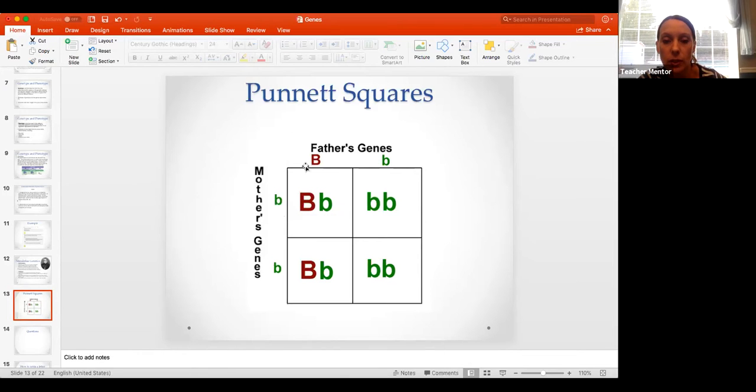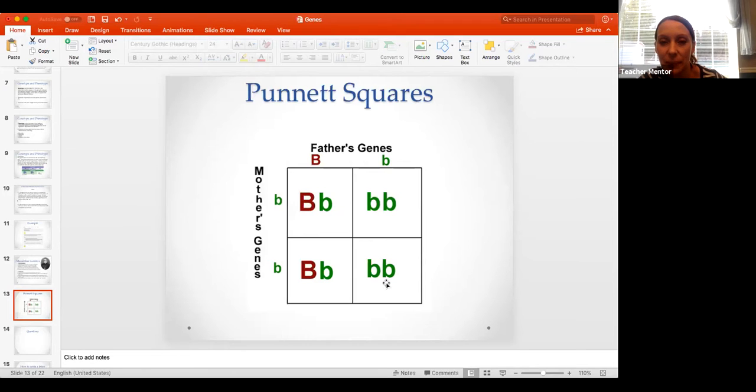Then what we do is we factor in. We kind of multiply them together. So we take this capital B, this lowercase b, this lowercase b and this lowercase b. We just factor in. What this tells us is, based off of this combination of the father's and the mother's genotype, if they were to have 4 offspring, this is what the probability would be. Let's say we're looking at eye color again. Most likely they would have 2 brown-eyed kids and 2 blue-eyed kids.